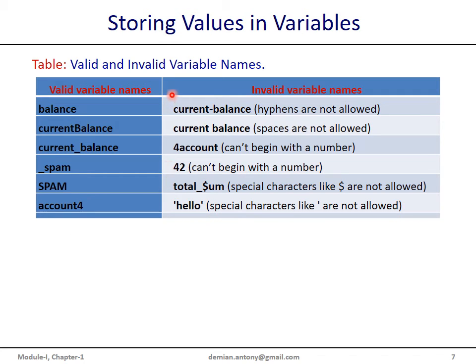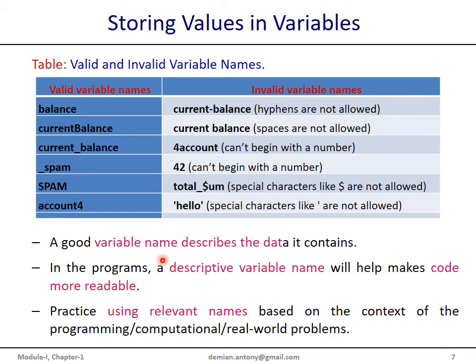In this column we have the invalid variable names. Here we have a hyphen which is not allowed. Here we have a space which is not allowed. A digit appears as the first character, not allowed. Only digits in a variable name, not allowed. And we have a special character dollar, not allowed. And we have special characters, quotes, in the variable name, which are not allowed.